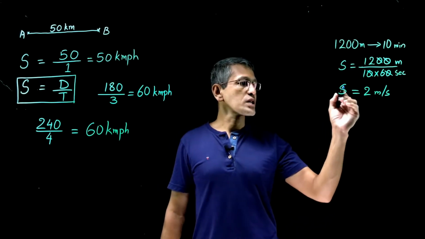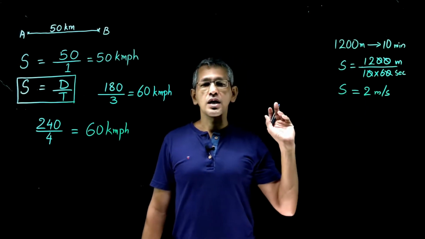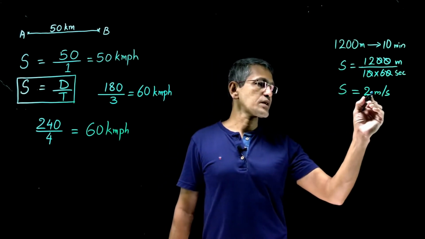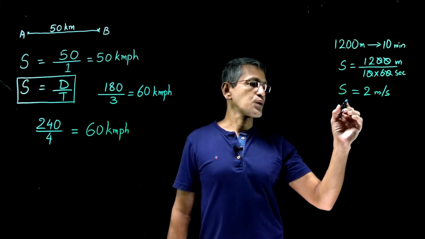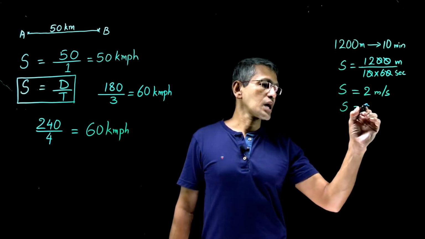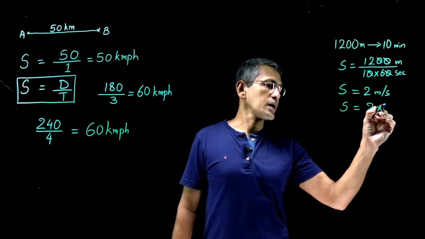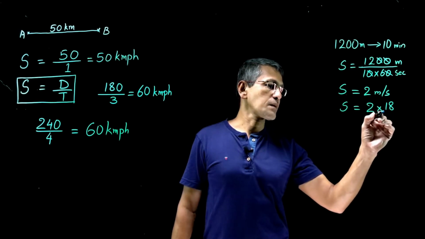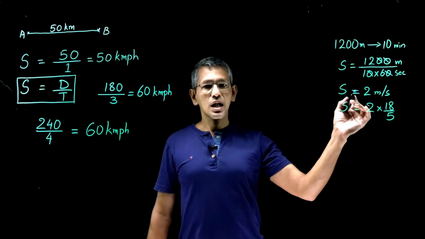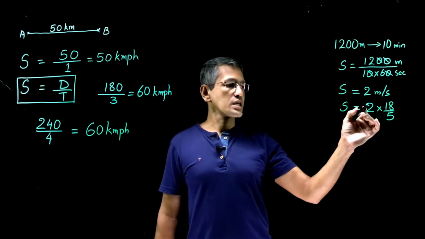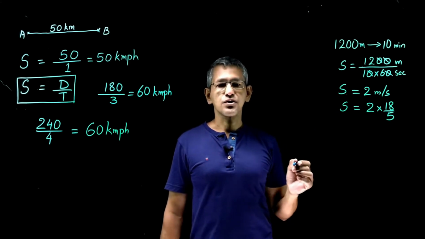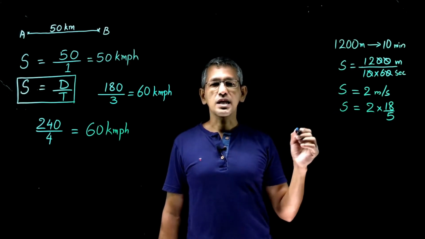However, if you want to convert that into kilometers per hour, what do we do? If it is given in meters per second, we convert that into kilometers per hour. So how do we do it? That 2 must be multiplied by 18 divided by 5. The speed in meters per second is multiplied by 18 by 5, so you'll get the speed in kilometers per hour.